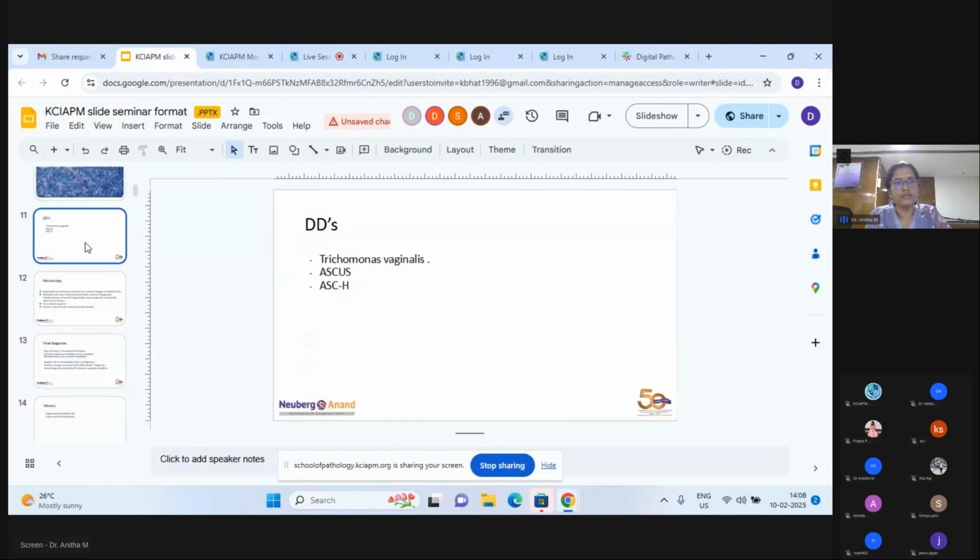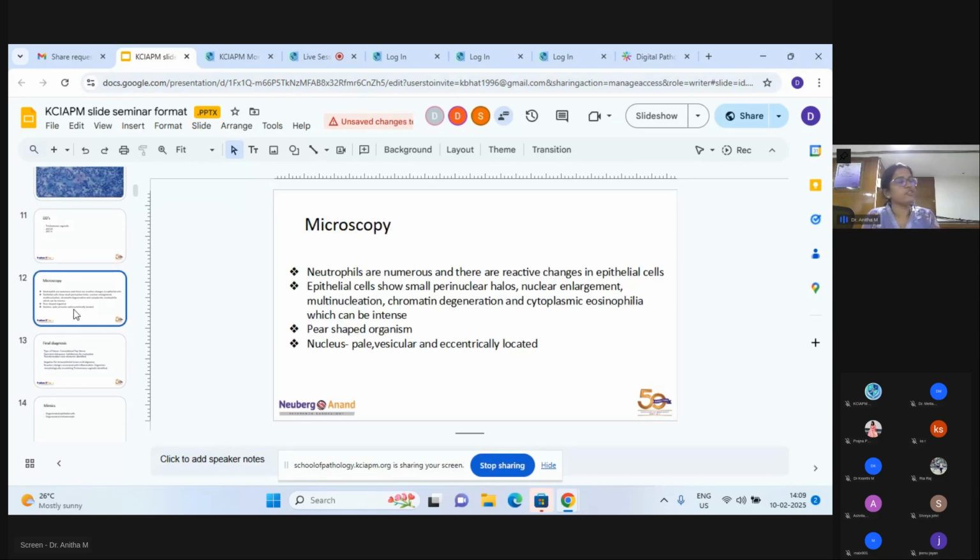So what else? These were the differential diagnoses we received. Trichomonas vaginalis was the most common one, followed by ASCUS and ASC-H. Trichomonas will show a lot of changes in the Pap smear. The epithelial cells will show a lot of cytoplasmic eosinophilia, which can be mistaken for a squamous cell carcinoma, ASC-H or ASCUS. But you have to carefully look for these organisms to rule out these conditions.